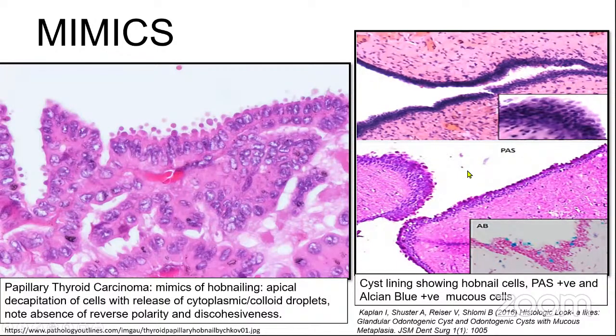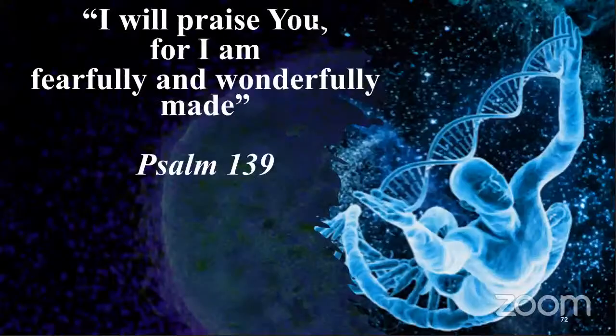So here is where we can apply the podoplanin or the CK19 to be able to distinguish the GOC from its mimics. So all cysts which show hobnail cells are not glandular odontogenic cysts.